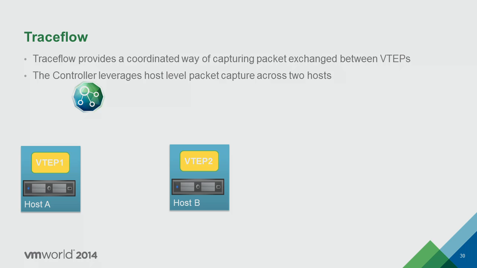What Traceflow essentially does is allow you to trace the path the packet is taking. And in case of broadcast traffic, it will show the host A, the first replication point, as well as the destination. It will show you all these 3 points.